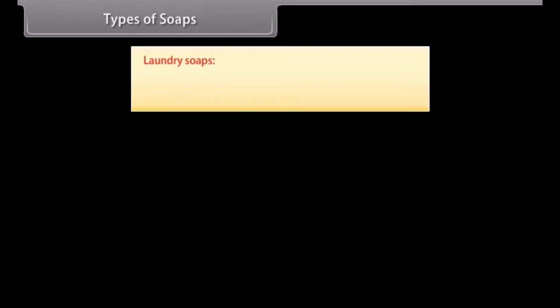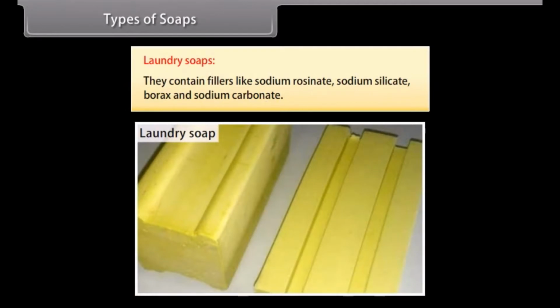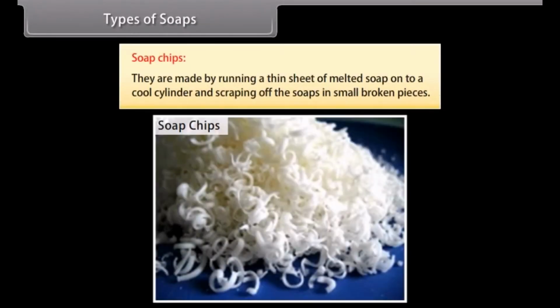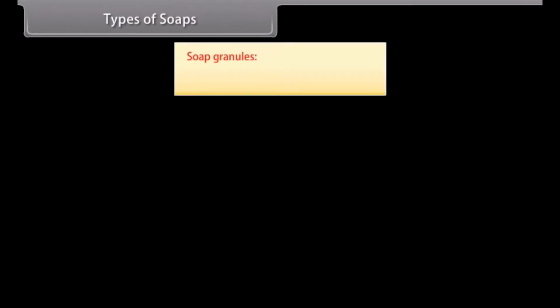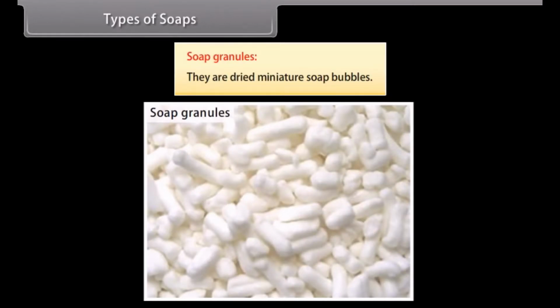Laundry soaps. They contain fillers like sodium rosinate, sodium silicate, borax, and sodium carbonate. Soap chips. They are made by running a thin sheet of melted soap onto a cool cylinder and scraping off the soap in small broken pieces. Soap granules. They are dried miniature soap bubbles.